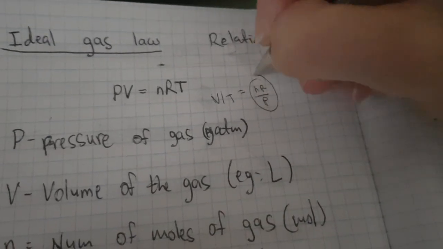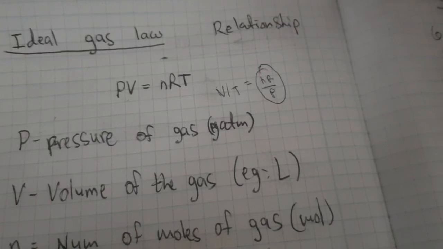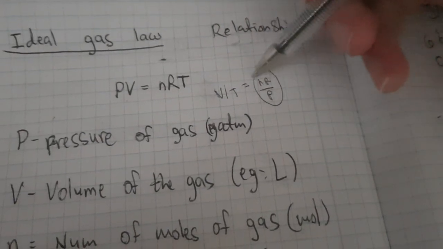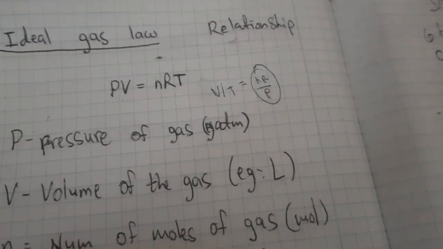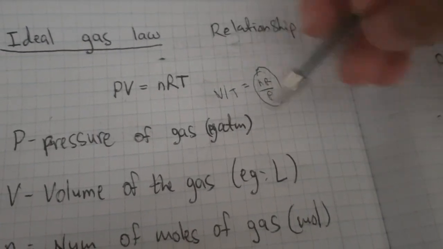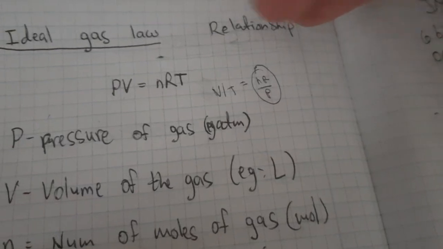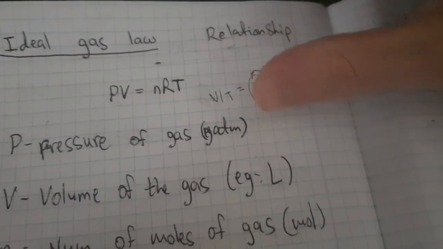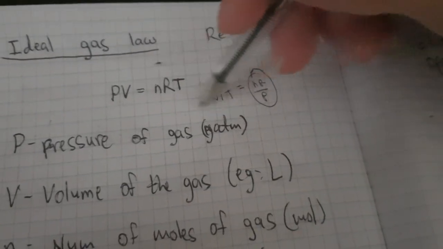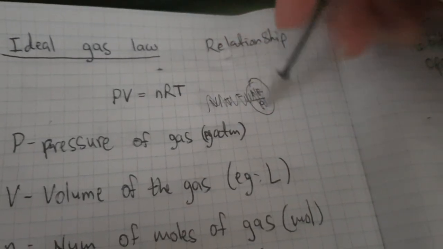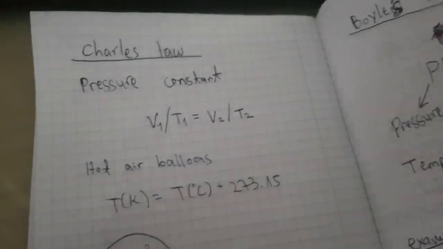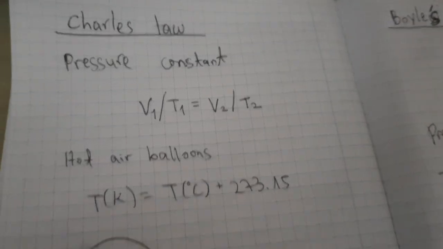And all of this is constant, because you create those situations in which the pressure of the gas is constant, the number of molecules is constant, and R is a constant. So if you know that the pressure is constant, Charles' law dictates that V divided by T is a constant value. So again, it's a derivative of the ideal gas law in certain situations. And this is Charles' law.